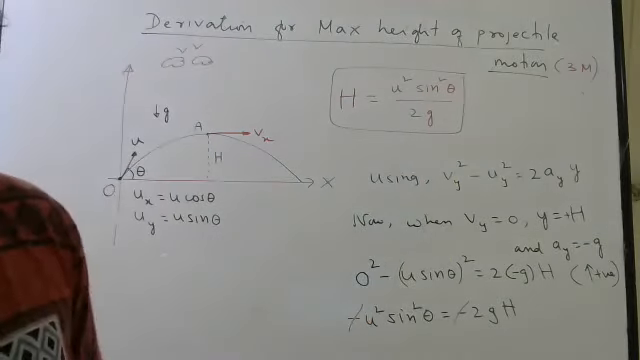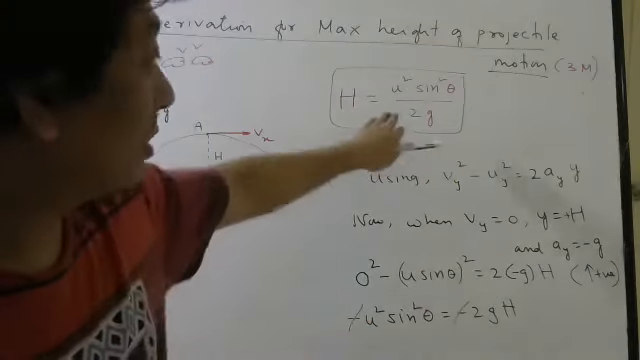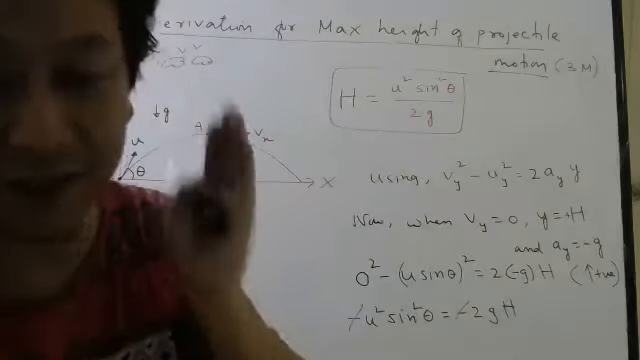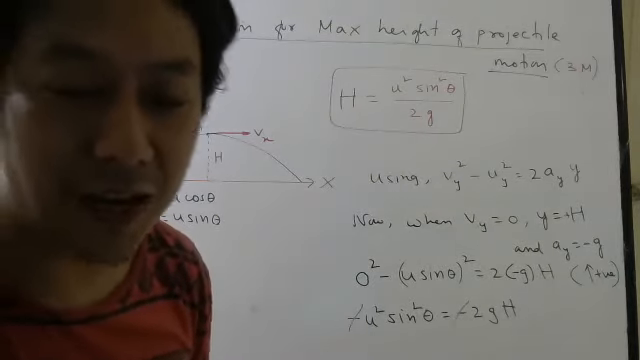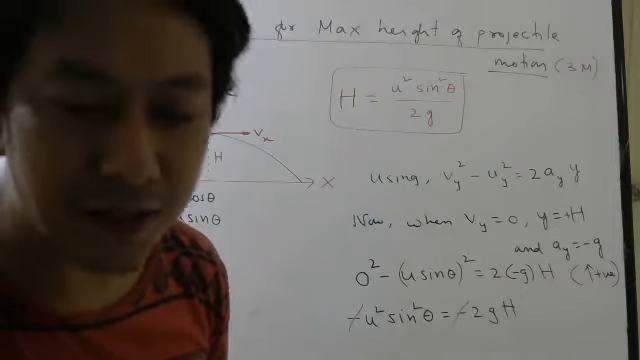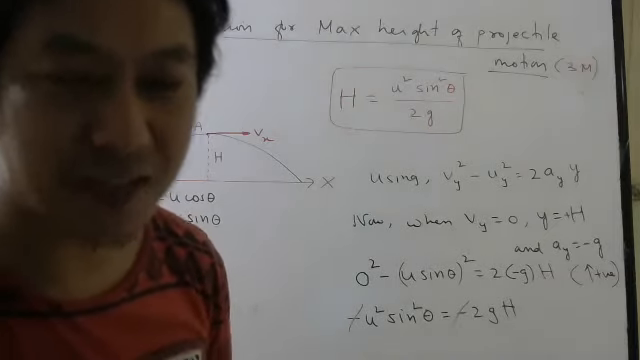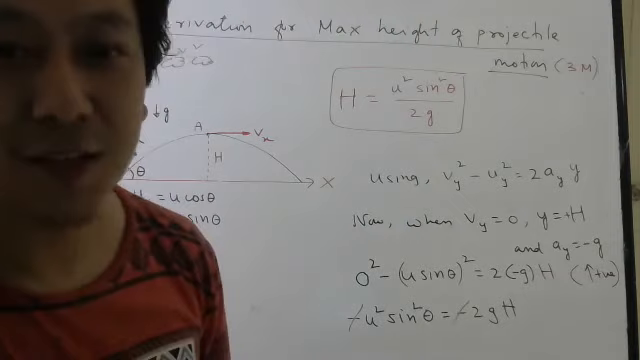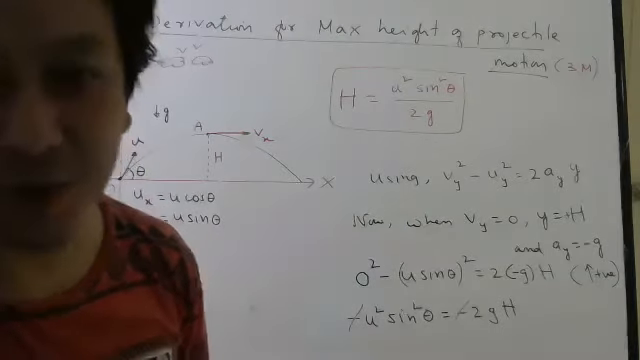So everyone, tomorrow when you come, you must have this formula in your mind. What is the formula for maximum height? u square sine square theta by 2g.